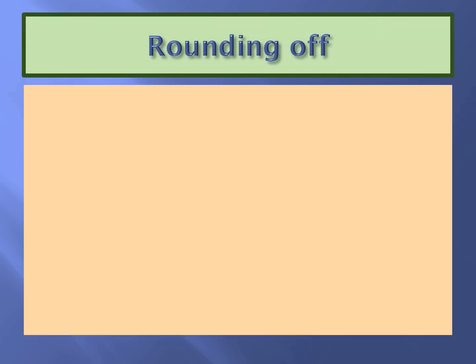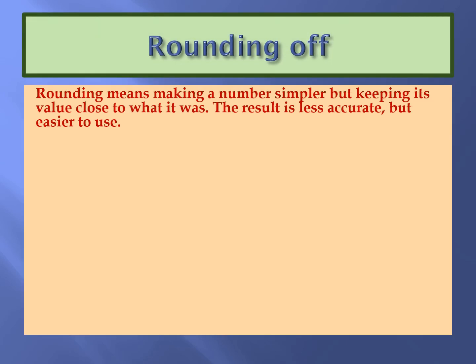Rounding off. Rounding means making a number simpler but keeping its value close to what it was. The result is less accurate but easier to use.